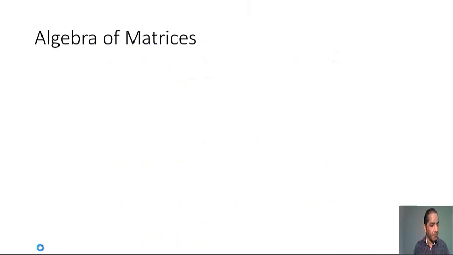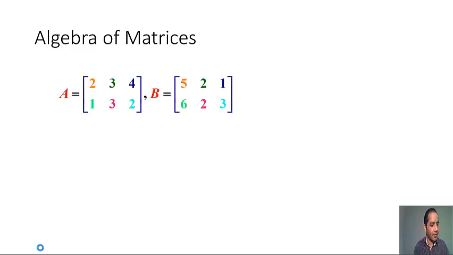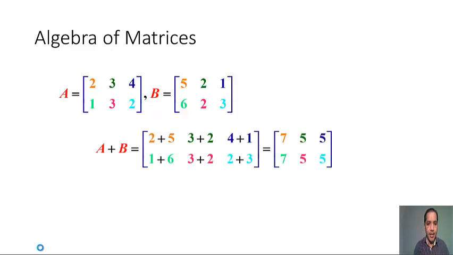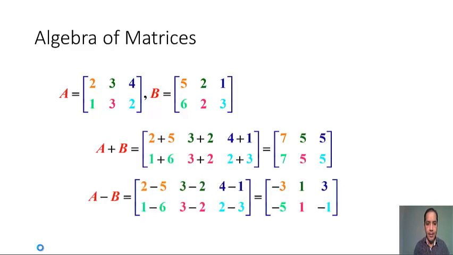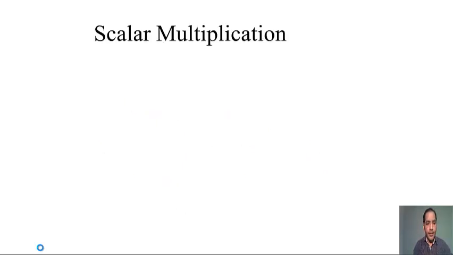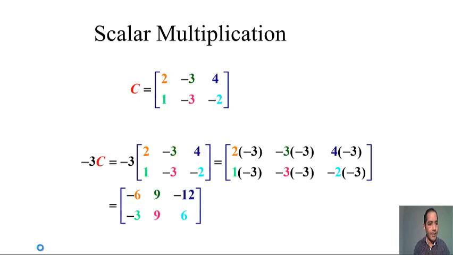Algebra of matrices. Two matrices can be added or subtracted only if their orders are same. If we have A and B matrices, then A plus B and A minus B is calculated as this. In scalar multiplication, each element of the matrix is multiplied by the scalar. For example, minus 3 is multiplied by the matrix C in this way.